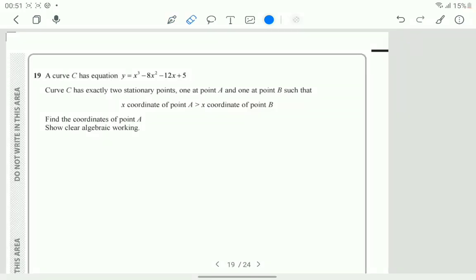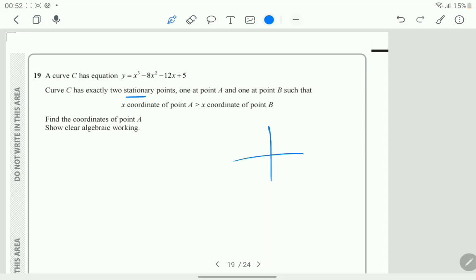Anything else? We are at question 19. Let's give it a read. A curve C has equation y equals x cubed minus 8x squared minus 12x plus 5. Curve C has exactly two stationary points. Stationary points stand for turning points, where the curve takes a turn.